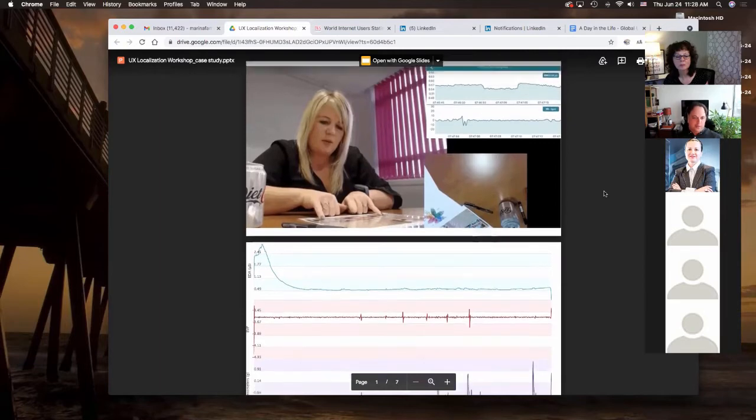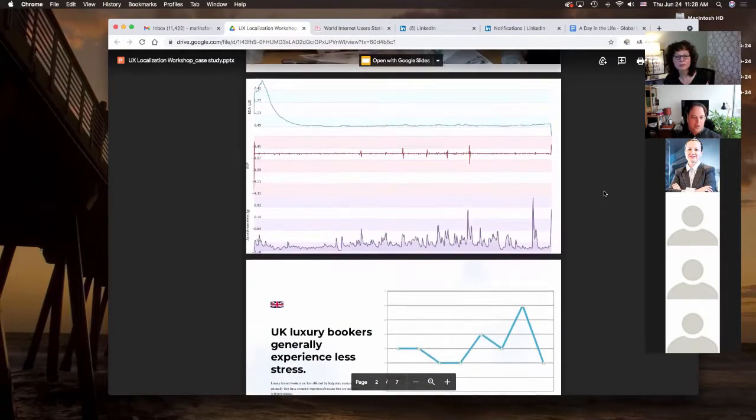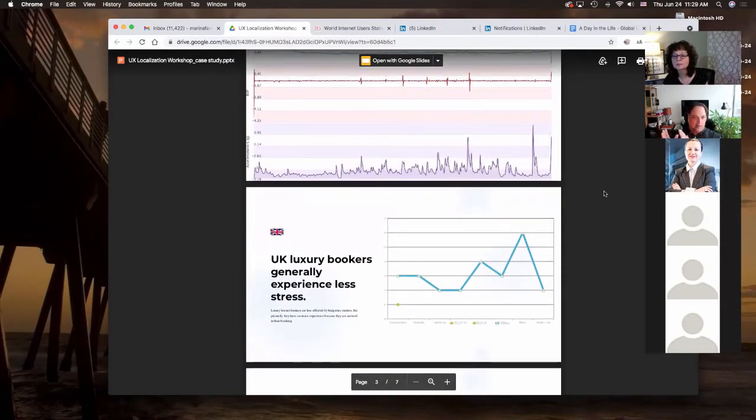And if you scroll down to the third slide, what we did then was to map these out along the timeline. So basically, from the moment that you start thinking about going on holidays to the moment where you finished booking and you're ready to go on holiday.